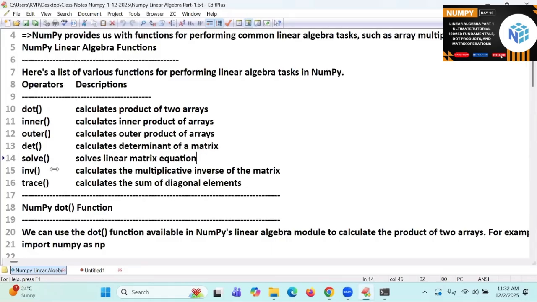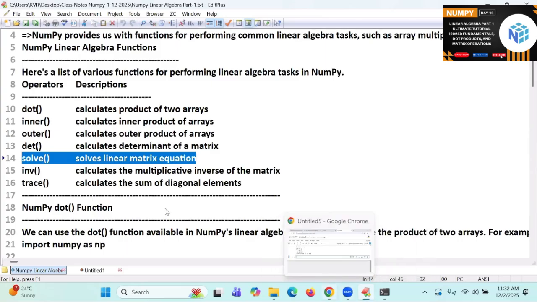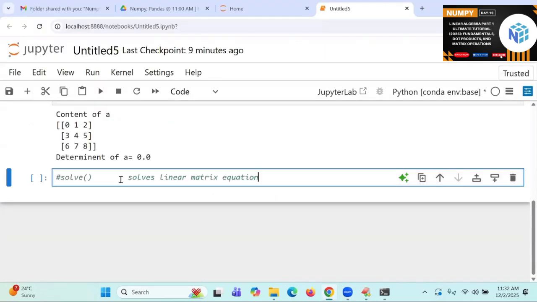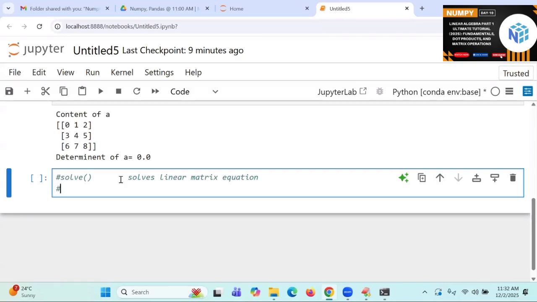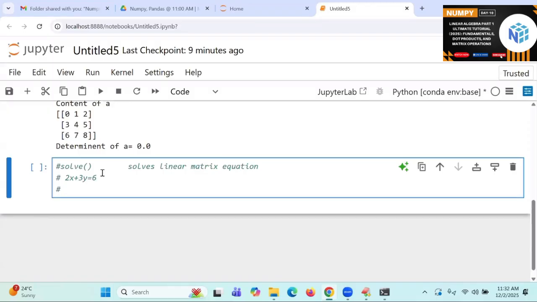Next, I will go for what? Solving the linear equations. Let me go to the solve function. Students, the next function is called solve. Very important, this is first of all. Now take an example, all of you. Take one example, student. 2x plus 3y is equal to 6. Next, I'm going to write something like 6x plus 4y is equal to 8. This is my question. Now I need to go for solving it.